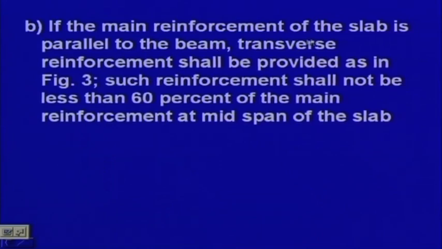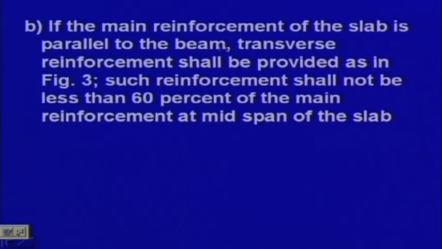If the main reinforcement of the slab is parallel to the beam, transverse reinforcements shall be provided as in figure 3 of IS 456, I shall show you. Such reinforcements shall not be less than 60% of the main reinforcement at mid span of the slab.